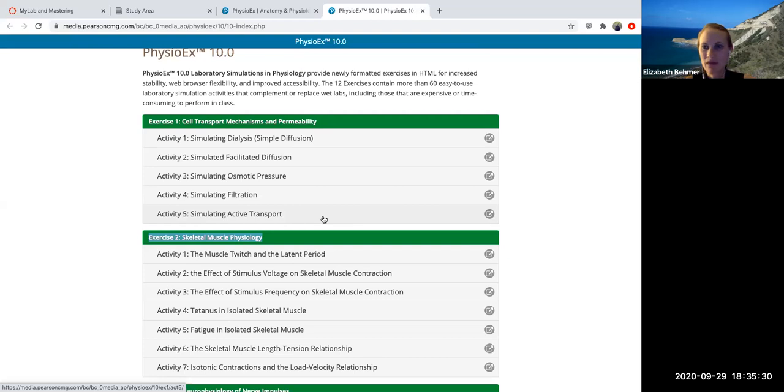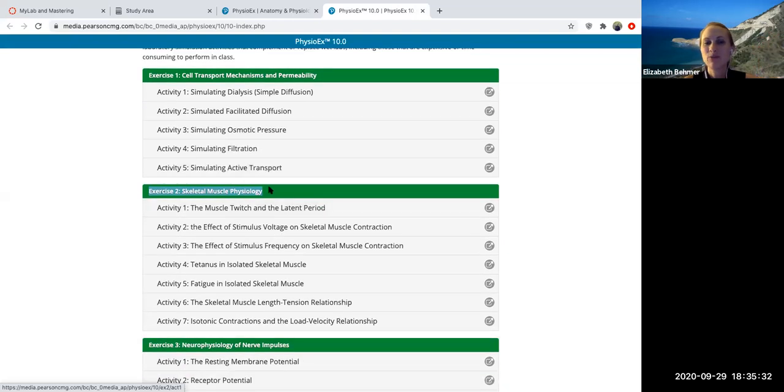We'll be doing several of them throughout the semester, but the one we'll be doing is Exercise 2, Skeletal Muscle Physiology. You'll work through all 7 activities. You'll save each as a PDF, and then I'll show you where to submit those again.